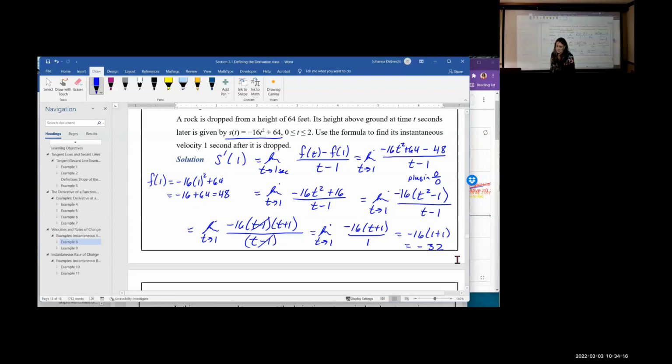What is negative 32? The velocity. Yes, it's the velocity. Thank you, Juan. It's feet per second. It's dropping 32 feet every second at that particular instant in time, that one moment in time. That's the rate of change of the velocity. All right, it's falling by that amount.